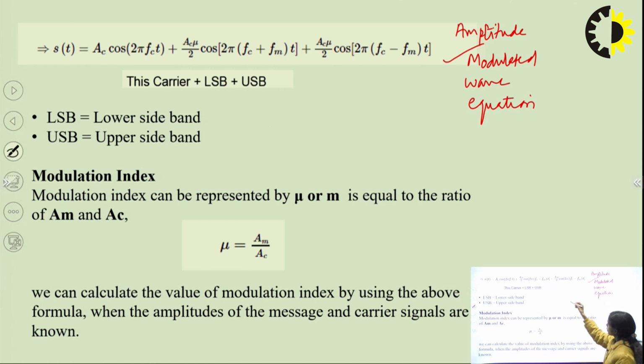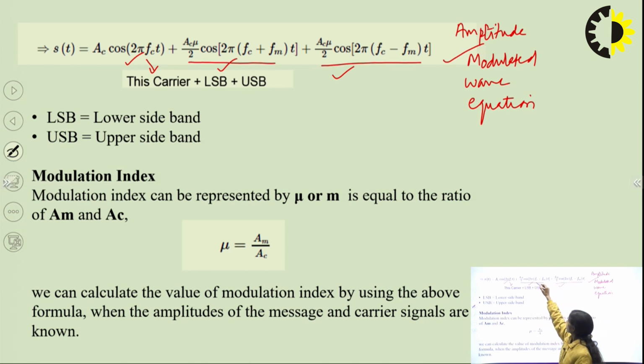So how are we going to interpret this equation? This equation basically consists of 3 parts. We have 3 components here. First is containing Ac 2 pi fct. This is completely the carrier part. So this is called the carrier component, and the other 2 components contain the message.